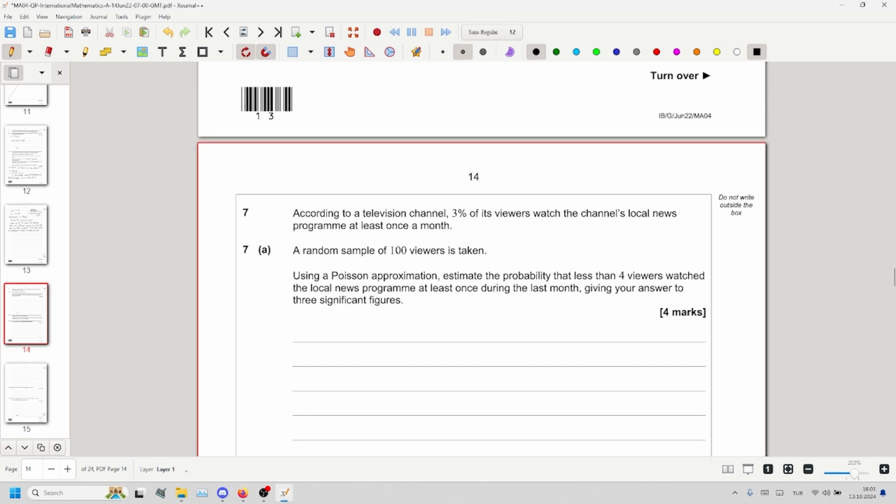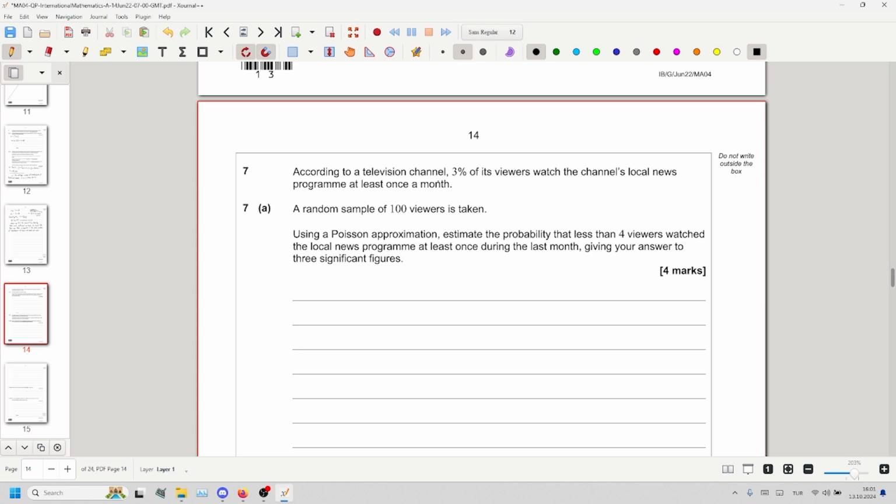So according to a television channel, 3% of its viewers watch the local news program at least once a month, and a random sample of 100 viewers is taken. So here I'm going to say X is the number of viewers that watch the program at least once a month in the sample of 100 people. So that's going to be binomially distributed with 100 trials and a probability value of 0.03.